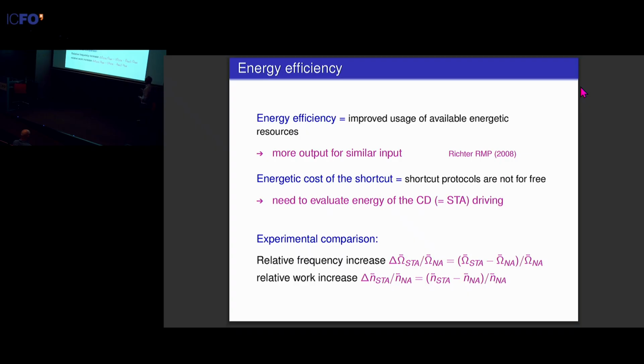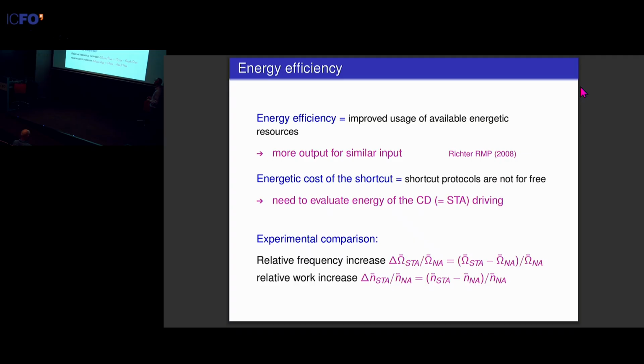So this is clearly associated with the energetic cost of this shortcut, right? So moving the plate for the waiter, yeah, sure, it's almost for free, but it's never for free because you have to do something. So applying these counter-diabatic techniques, or shortcuts to adiabaticity as they are called, costs some energy, so they're not for free. So we need, in the experiment, to evaluate the energy of this external driving, of this additional driving.